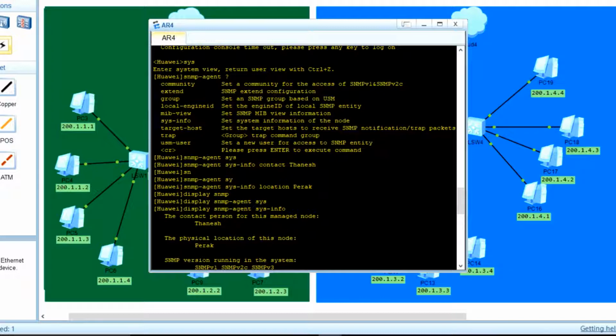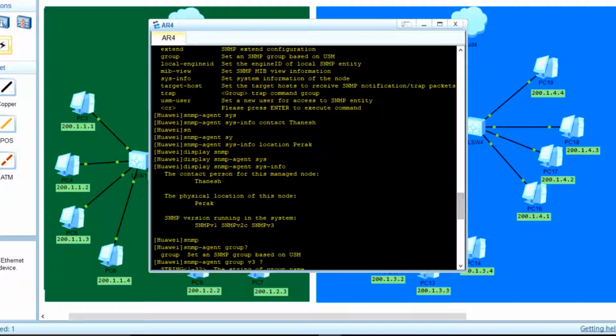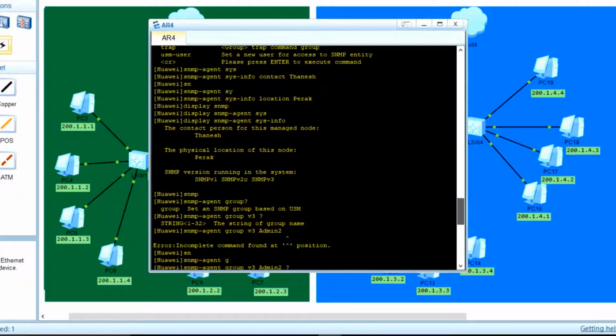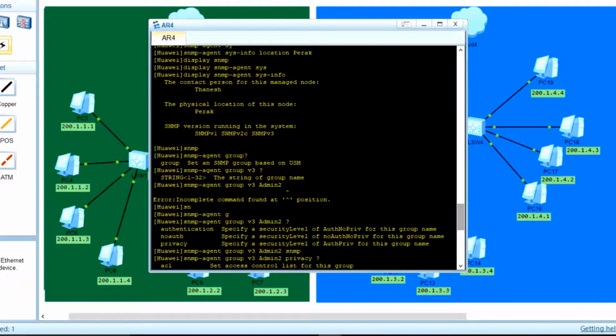The next step is snmp-agent sys-info location, and key in your location. Currently we are in Perak, so I just put Perak. Next, you display the system info, and as you see, the person's contact and name are shown as running the system. The next step is setting them into a group. So we use version 3.